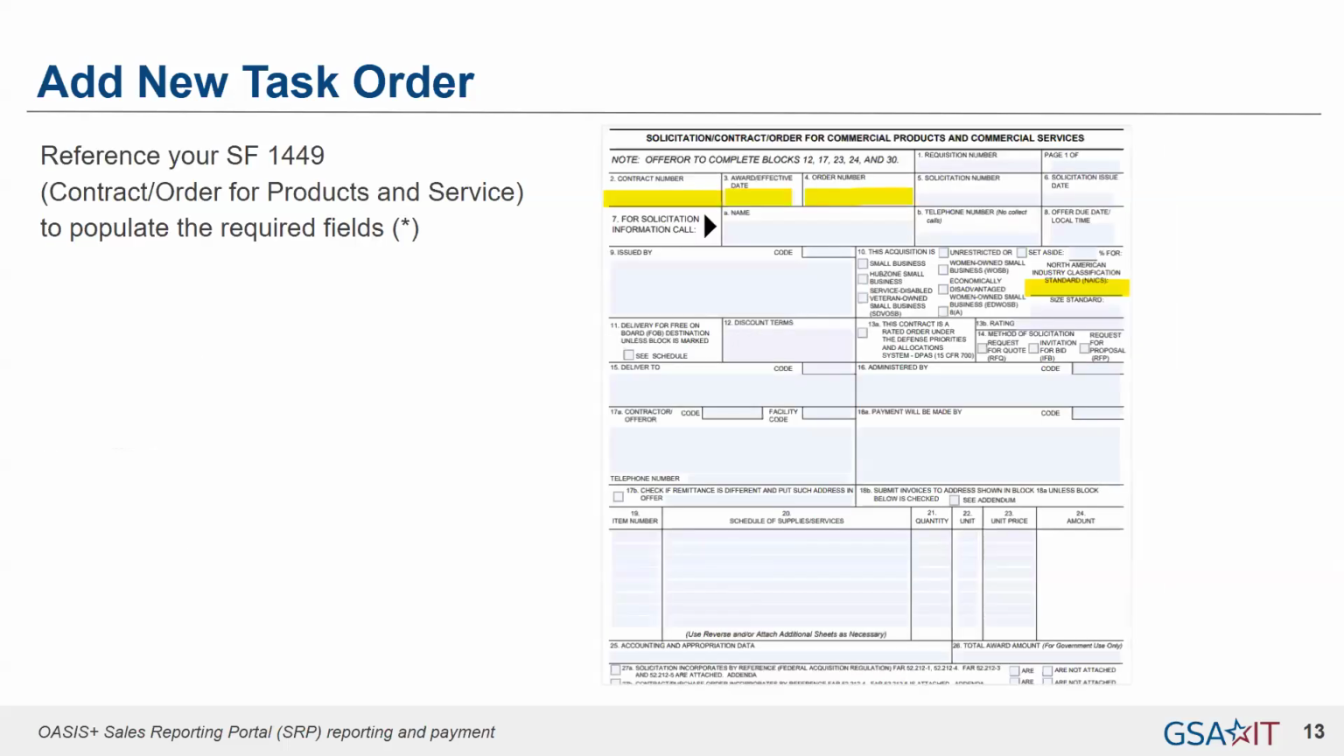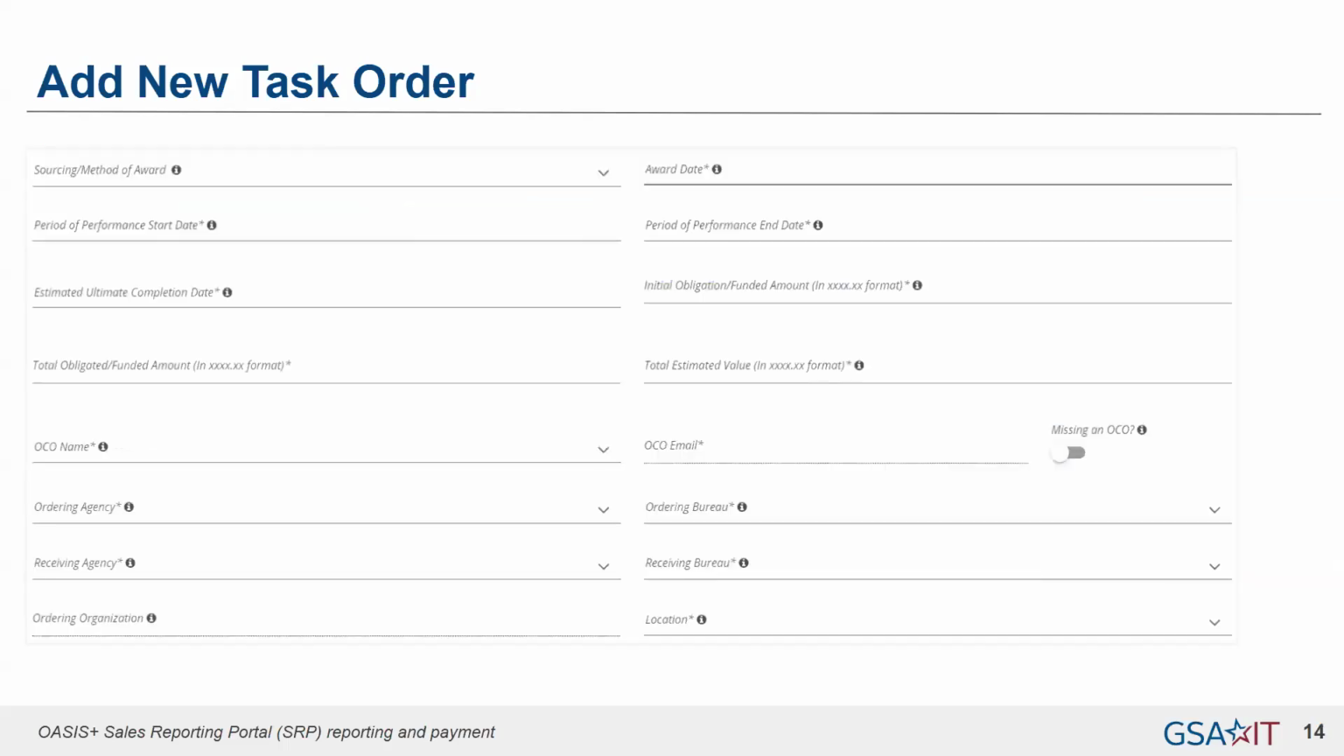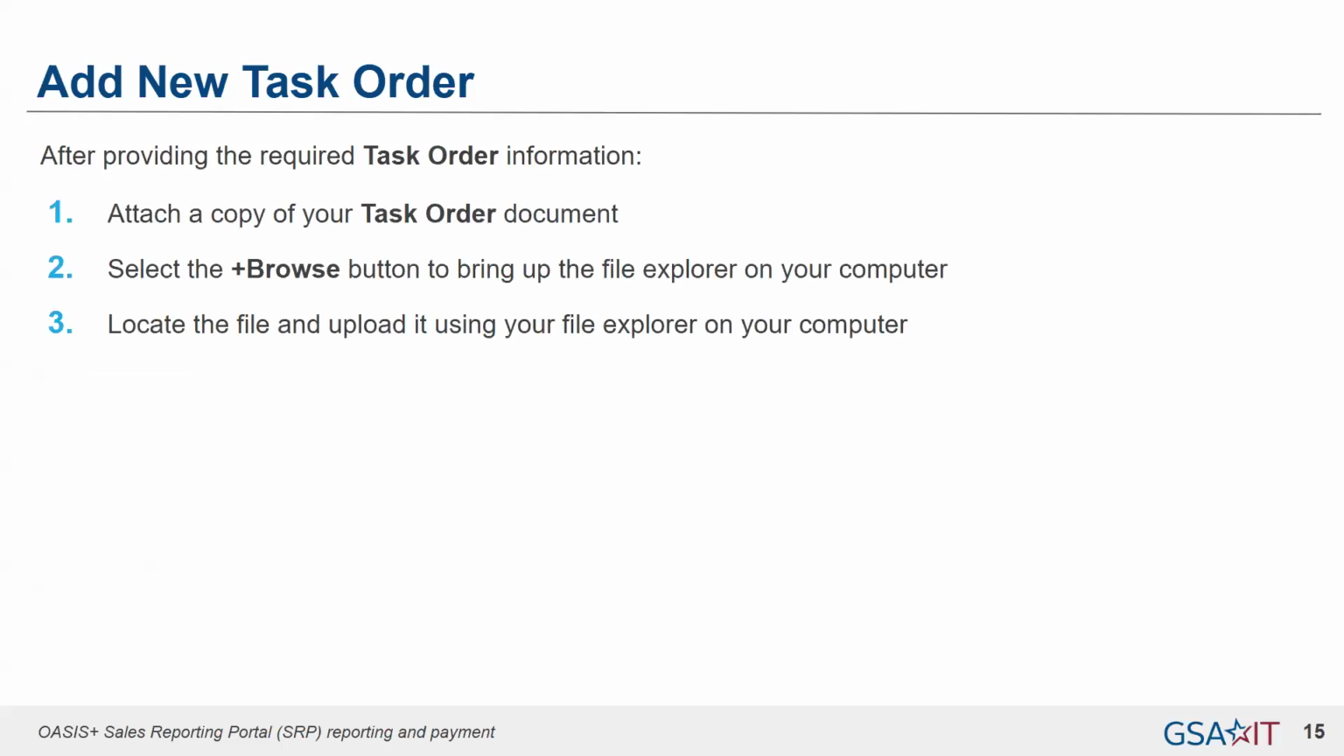If you're going to do this the manual way, you will reference your 1449. This is a blank sheet of what a 1449 looks like, or your award document, maybe a combination of the two, and populate the fields. All the information should be located in various parts on this form, but this is the form that you're looking for. And here's the rest of it. As you can see, there's a lot of fields: obligation amounts, OCO's name, email, location. So lots of information to do.